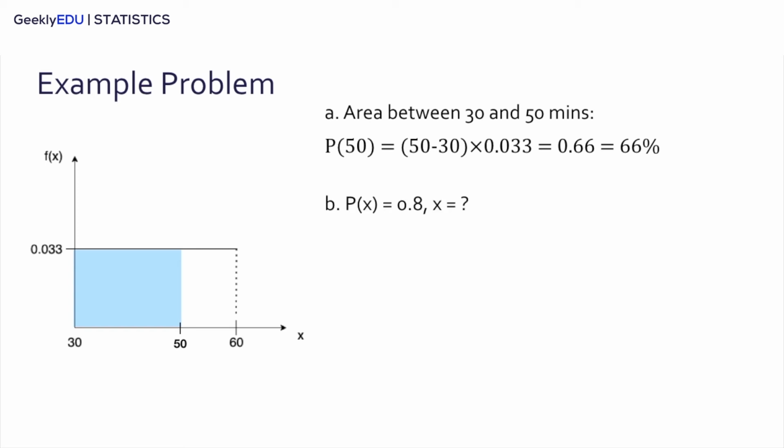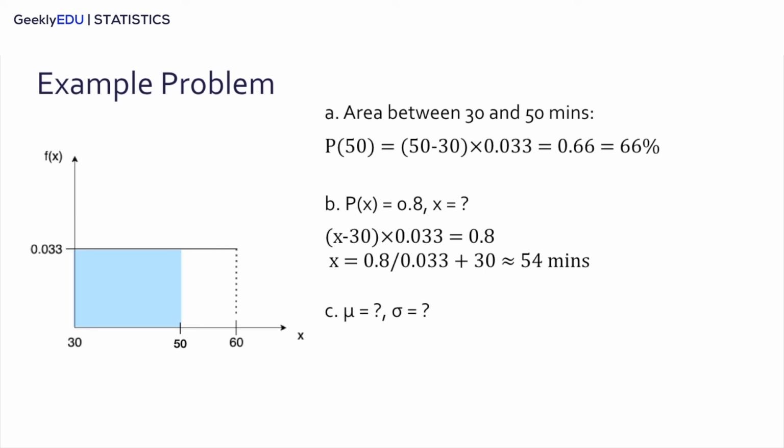The second question asks us the inverse of the first problem. We are given the probability of 80%, and we need to find what time this probability corresponds to. And to do so, we're going to reverse the formula that we just applied in our first problem, and we're going to solve for x. And 0.8 divided by 0.033 plus 30 minutes gives us 54 minutes. So that means that 80% of the time, the customers have to wait between 30 and 54 minutes.